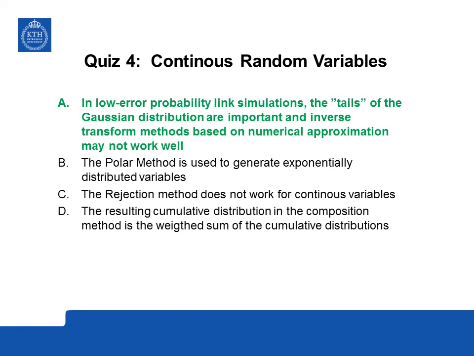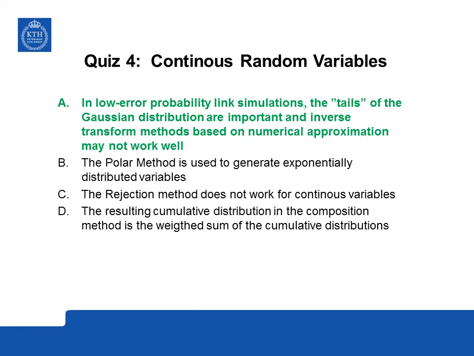And here are the answers. The correct answer is A. In low error probability link simulations, you're interested in very rare events, low error probabilities. Then you're interested in the tails of the Gaussian distribution, and the inverse transform method based on numerical approximations, which are usually good around the average or the origin, may not work very well on the tails, so you have to be careful there.